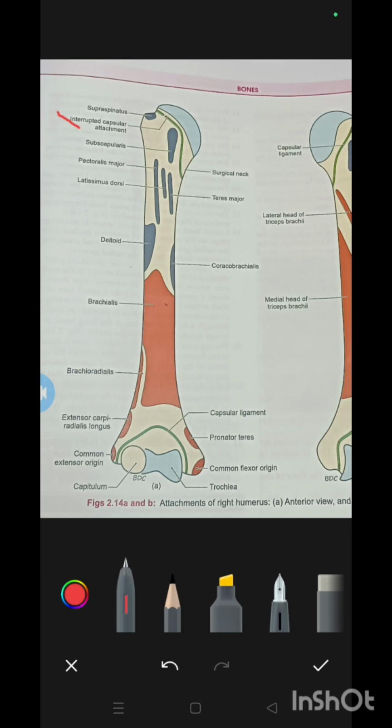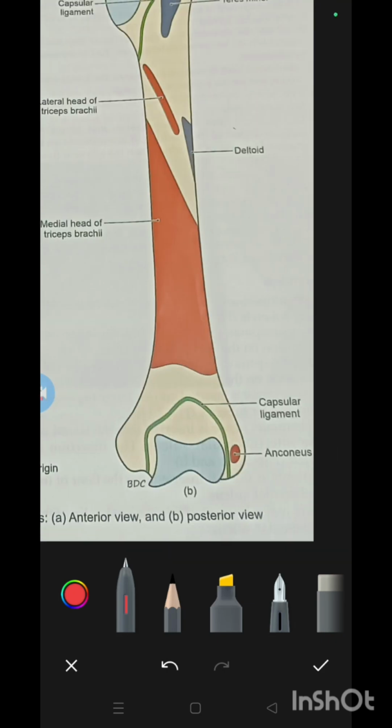Next, capsular ligament of the elbow joint. Capsular ligament of the elbow joint is attached to the lower end along a line that reaches the upper limits of the radial and coronoid fossae anteriorly, and then the olecranon fossa posteriorly.